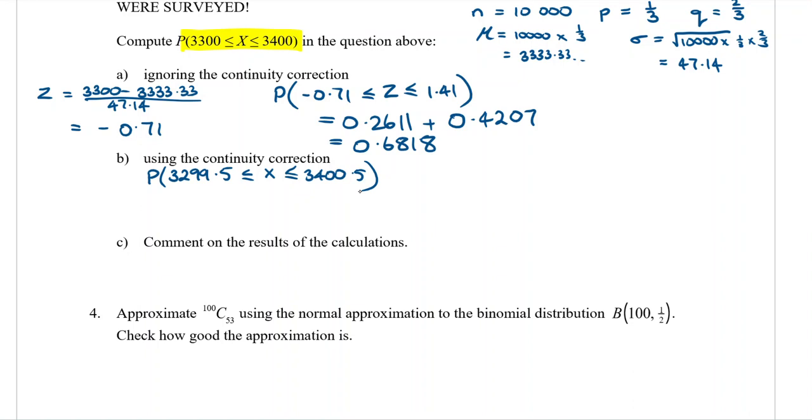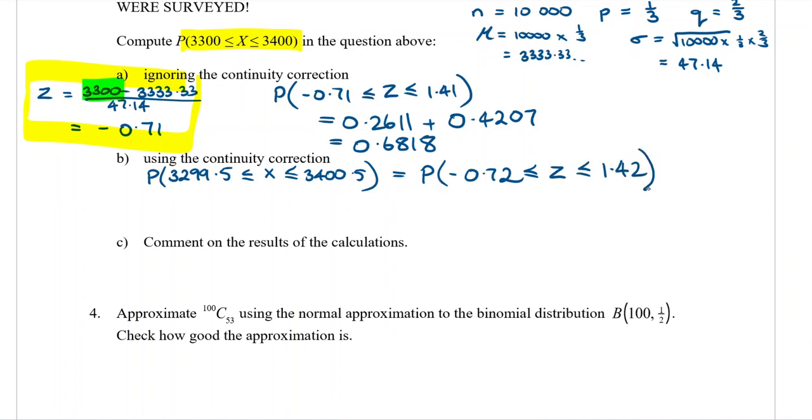But you do 3,299.5 minus the 3,333.33 over your standard deviation, which is 47.14. So it's this one over here on the right. We're using that formula again. We're just putting a different number in here for our score. Okay? You should get, has anyone done the first one? Yeah, good. Negative 0.72. So it's only a very small difference, obviously. And yes, 1.42. Okay, so then we go back to our table again.